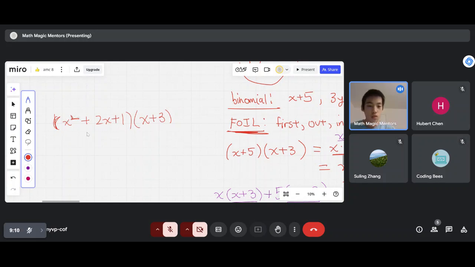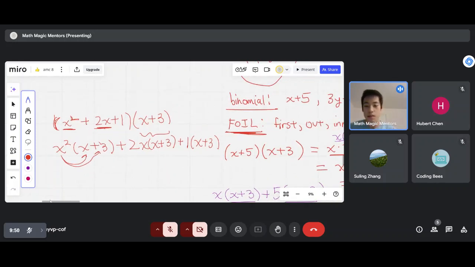So you can distribute, let's say, x squared to the whole expression x plus 3. So you can just write x squared times x plus 3. And then you can distribute 2x to x plus 3. And then you can guess what comes next. Just a 1 and x plus 3. And then this is just normal distributive property, because you can just multiply x squared by x and x squared by 3x. And you can do the same process with the other ones.